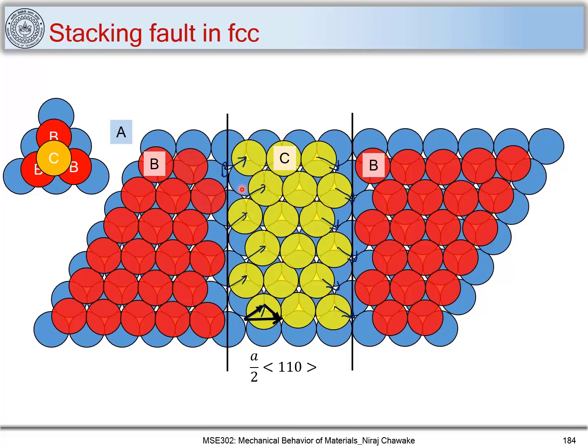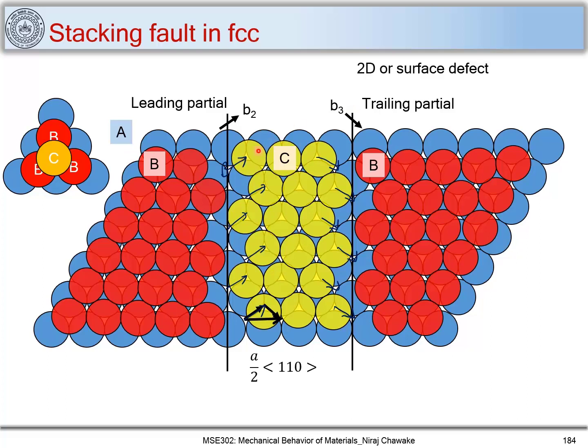Now if I look at this region, I can mark this as a dislocation line, and I can mark these as two partials which are dissociated. So you have a dislocation, and these are two partials, called the leading partial and the trailing partial. Now what has happened here is that you have an A layer over which you have a B layer, but in between you have a C layer which has formed.